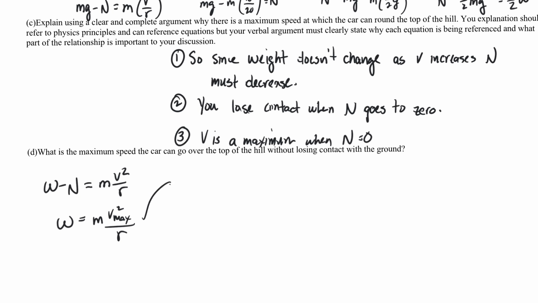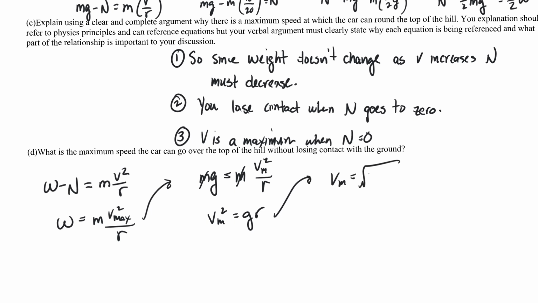So since weight is mg, cancel the m's. G is 10, R is 20. That's it. I think that's the end of that question.